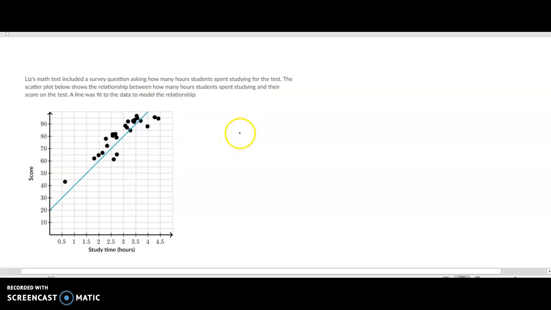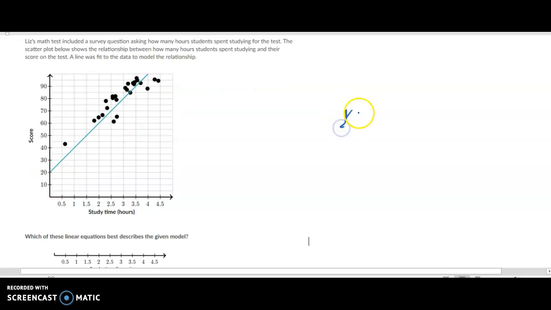Okay, let's take a look at one of these problems that you're working on today. It gives you a scatter plot and they have created a line of fit. So the equation for that line. Well, if you remember, there are two parts that we need to make an equation. y equals mx plus b. We need a y-intercept and a slope.